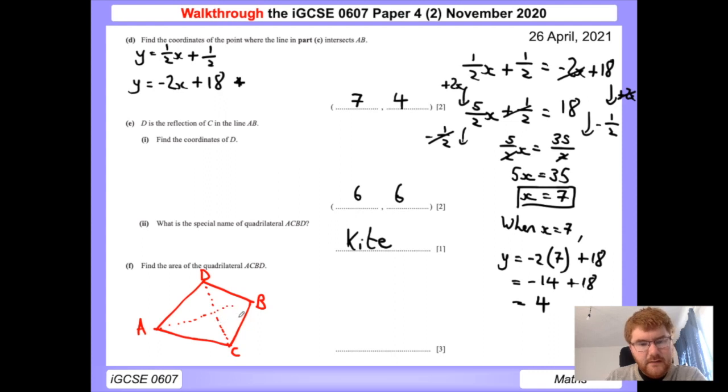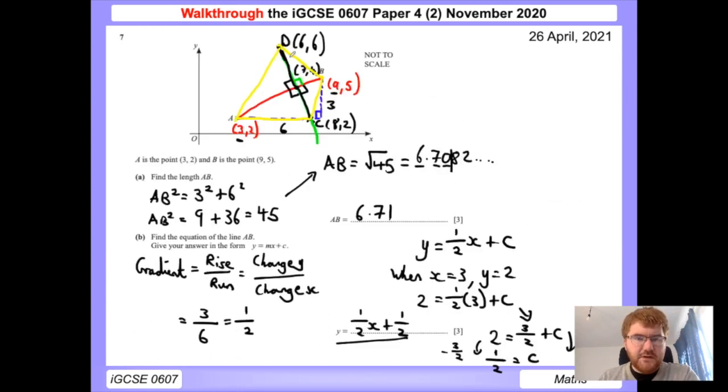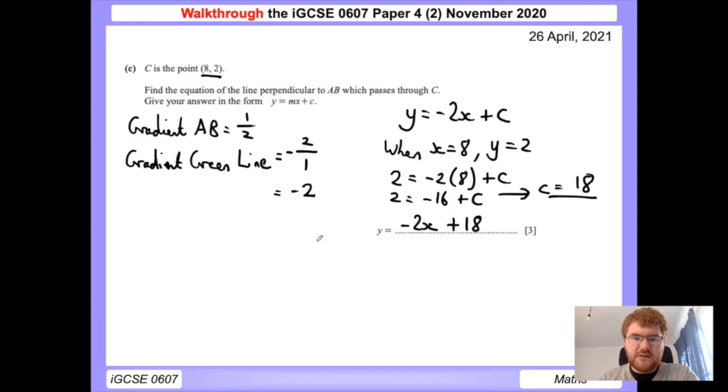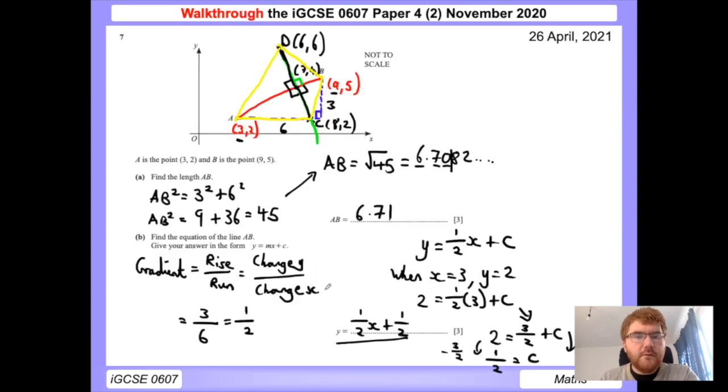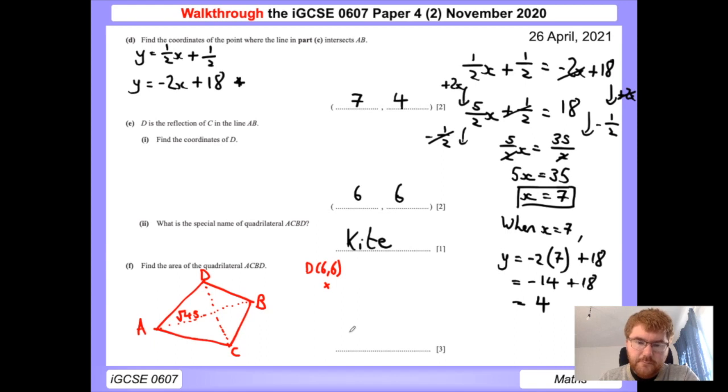Okay. And the general formula for working out a kite is to take these two sides I'm putting in, times them together and divide by 2. Now we already know AB, we already know this is root 45, so all we need to do is find DC, which we can do by using right angled triangles, so the same way we did the previous question. So D was 6, 6, that's a coordinate, C was 8, 2, down here.